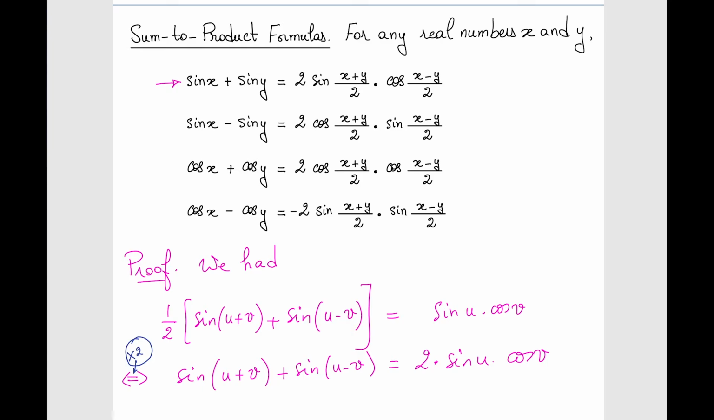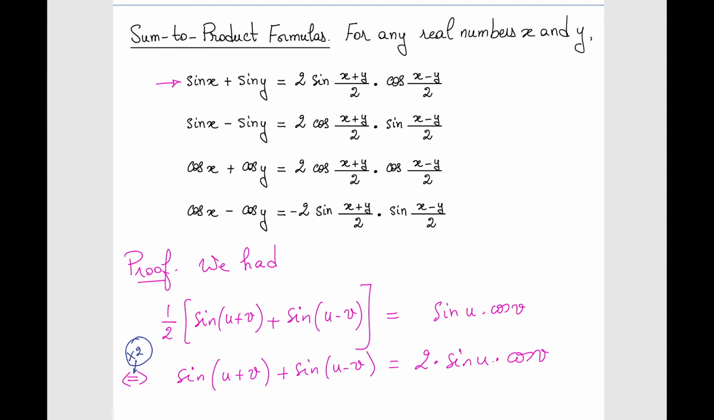So what can you say? Who's u, who's v? This is a formula we know, right? And this is the formula we want. So who's u and who's v in our context? The u apparently is x plus y over 2, and the v is x minus y over 2. Or equivalently, u plus v looks like it's x, right?